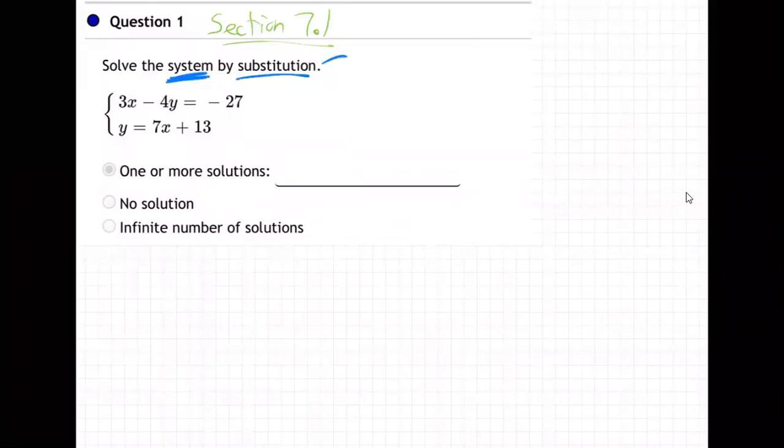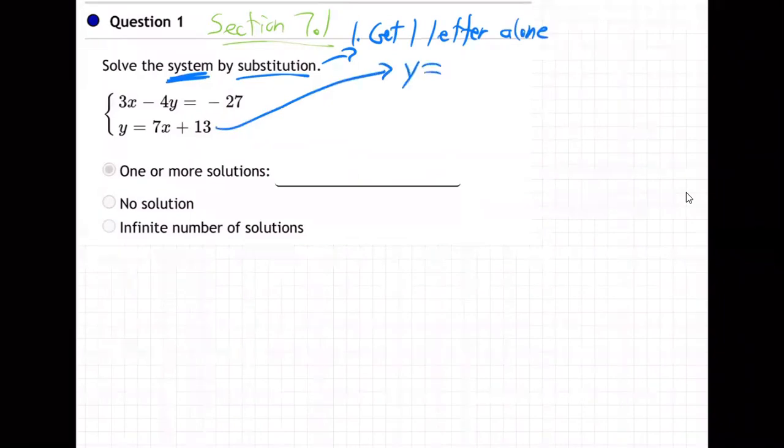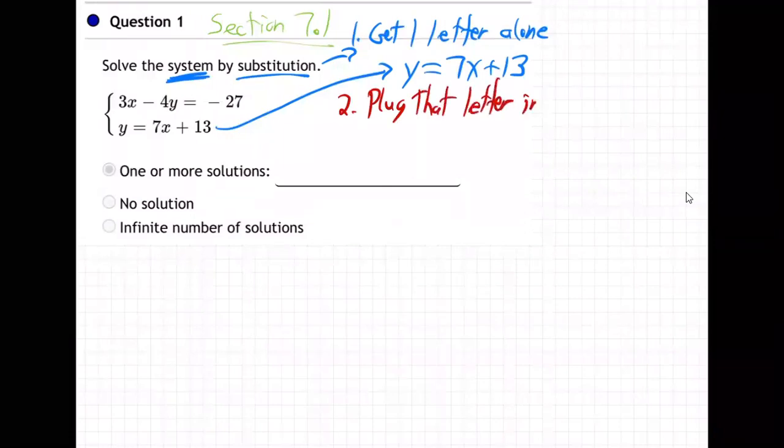Basically, for substitution, step one, get one letter alone. So right here, we've already got this one. The second equation, y, already is alone. So I don't really have to do anything with it. And then step two, plug that letter into the other equation.